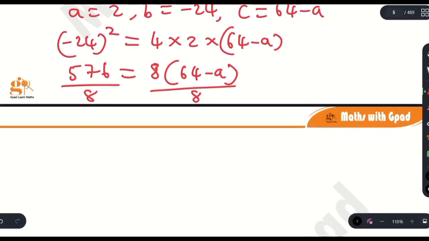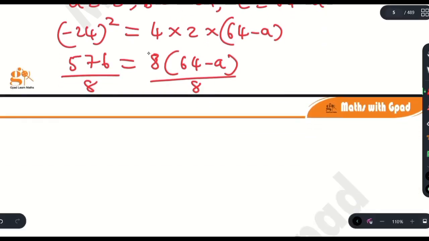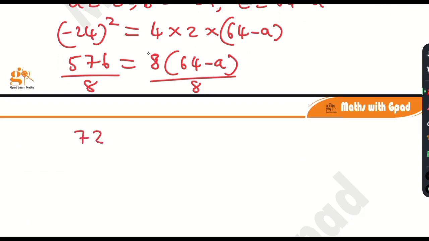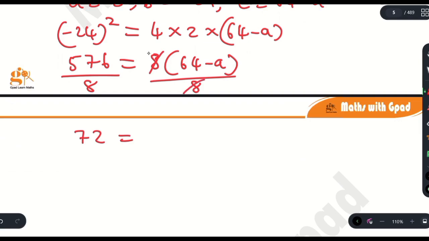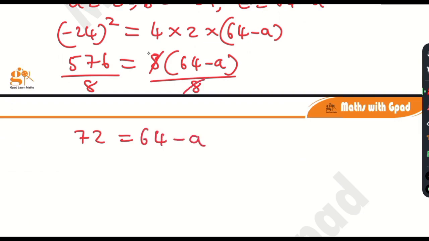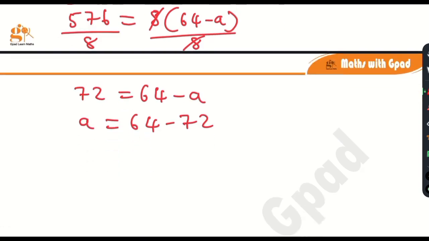If you divide 576 by 8, you are going to get 72. Then 8 cancels 8, so you have 64 minus a. Now let's transpose negative a to the left hand side. You're going to have a, and when you transpose 72 to the right hand side, you have minus 72. So a is equal to what now? A is equal to minus 8. 64 minus 72 is minus 8.